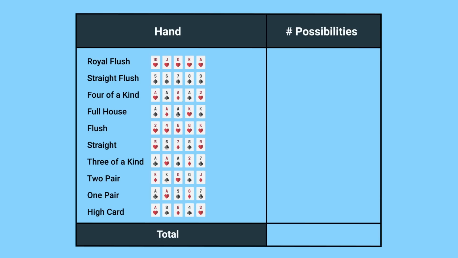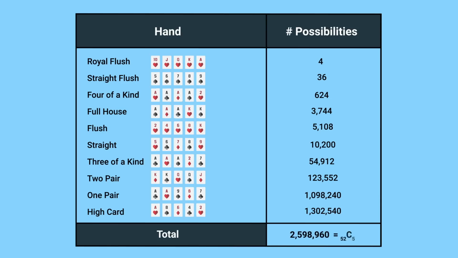As most of you probably know, this ranking is based on how likely each hand is to show up. The less likely, the higher it's ranked. Like, there are only 4 ways to get a royal flush. There are 36 ways to get a straight flush that isn't a royal flush, so a little more likely. There are 624 ways to get a 4 of a kind, and here are the rest of the numbers, getting more and more likely as you go down. The total number of possible hands is just over 2.5 million, which is equal to 52 choose 5, as expected, since the poker hands we're dealing with involve 5 cards per person from a single 52 card deck.